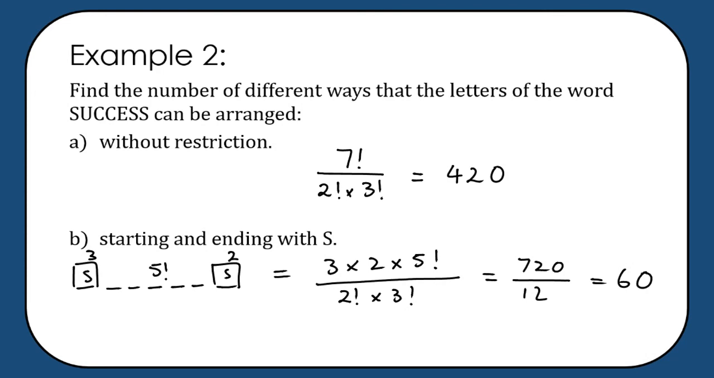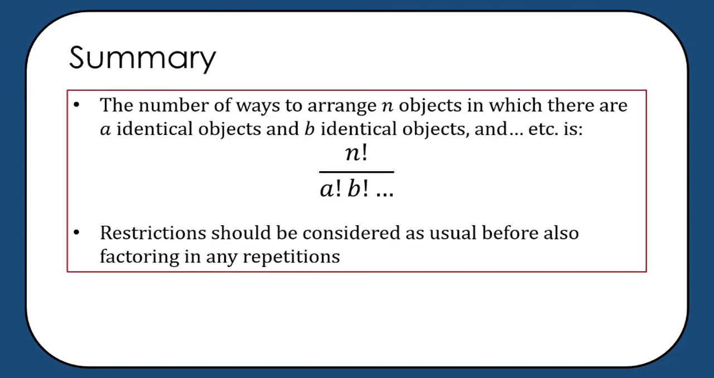So in summary, the number of ways to arrange n objects in which there are a identical objects and b identical objects and perhaps other combinations of identical objects is going to be n factorial divided by a factorial times b factorial times whatever other repetitions we have. Restrictions should be considered as usual before also applying or factoring in any repetition.